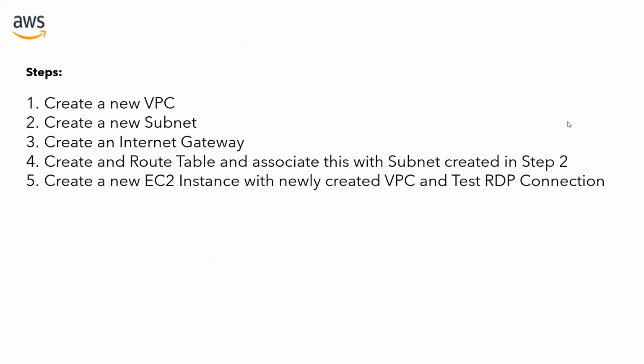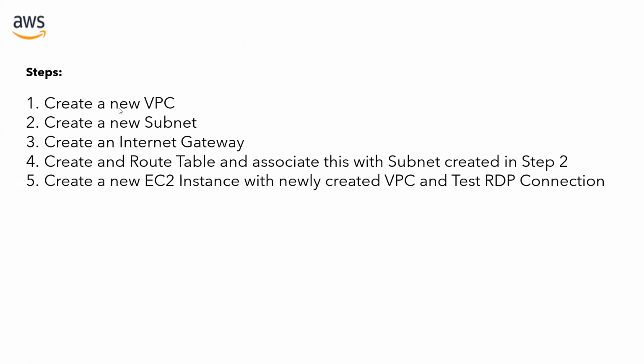So what are the steps we are going to do today? First, we will create a VPC. Secondly, within the VPC, we will create the subnet. Then we will create an internet gateway, and after that, we will define route tables and associate that route table to the subnet that we created in step 2. Once these four steps are completed, we will create an EC2 instance within the newly created VPC and test the RDP connection. So we'll create a virtual machine within the VPC and try to take a remote desktop from our local machine to that EC2 instance. That is the part of the demonstration.